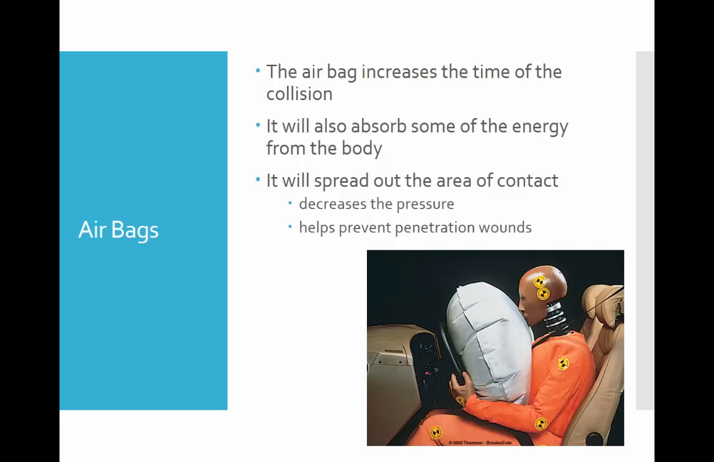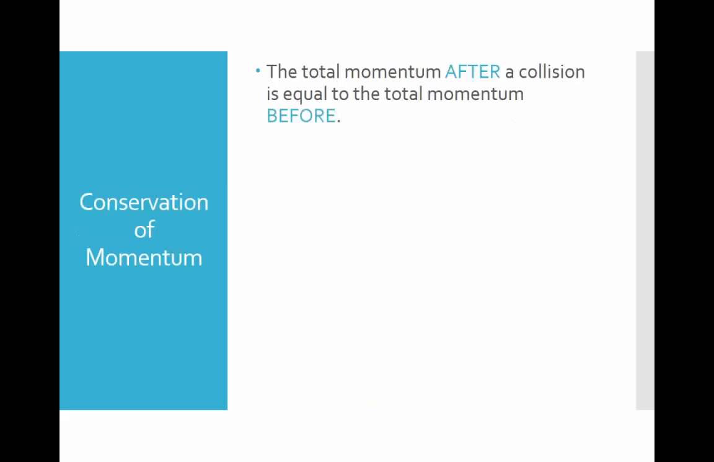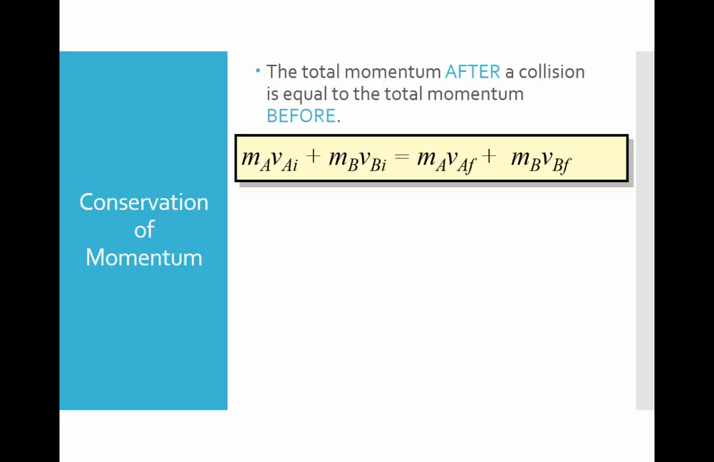It spreads out the area of contact as well, which is going to decrease the pressure and prevent the potential for any penetrating wounds, we hope. Okay. But in either case, we're still dealing with this concept of the total momentum after the collision being equal to the total momentum before the collision. This is the equation that we typically use.